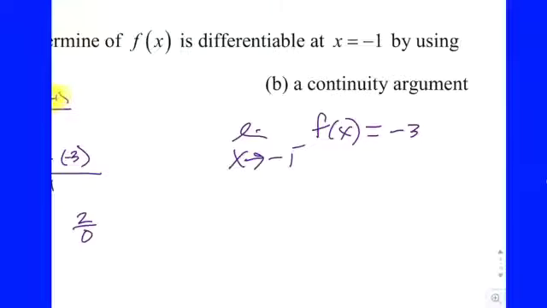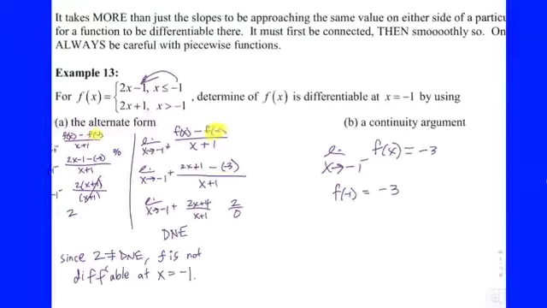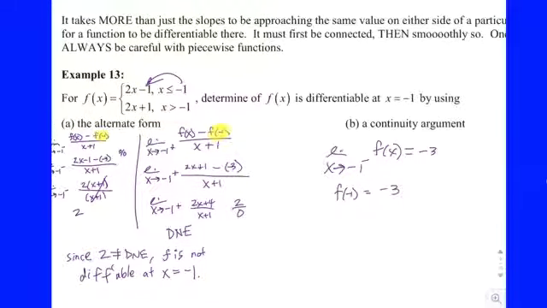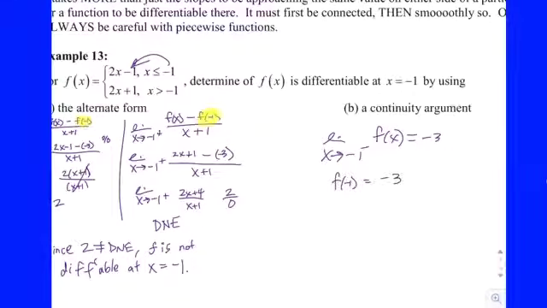Now, let me do it this way. F of negative 1 is also negative 3. So again, the limit from the left is equal to the function value. The road coming in is attached to the bridge. The limit as x goes to negative 1 on the right-hand side of f. That's the bottom piece. You plug in, you get negative 2 plus 1 is negative 1.